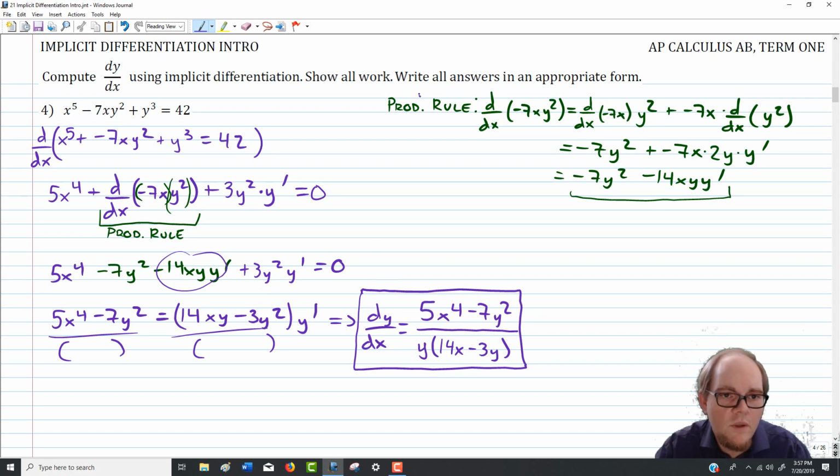So in this case, the big addition was the presence of the product rule. And again, we were just careful here. We made sure to isolate and remember that we were differentiating with respect to x each time. If it was an x, it was easy. If it was a y, we had to include the y prime and use the chain rule. So there is question number 4.